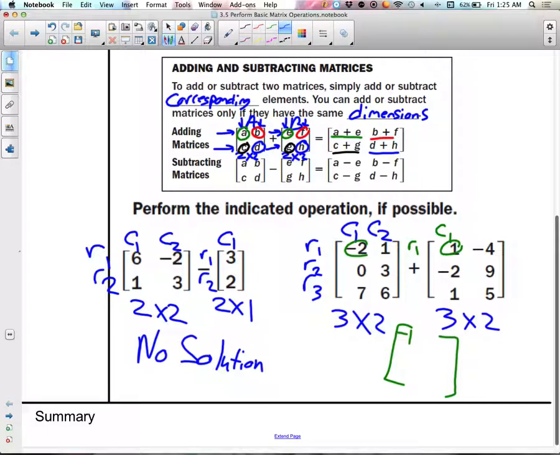In row 1, column 2, you have a 1. And over here in row 1, column 2, we have a negative 4. Those are corresponding elements, so we'll add them together. 1 plus negative 4 gives you negative 3.